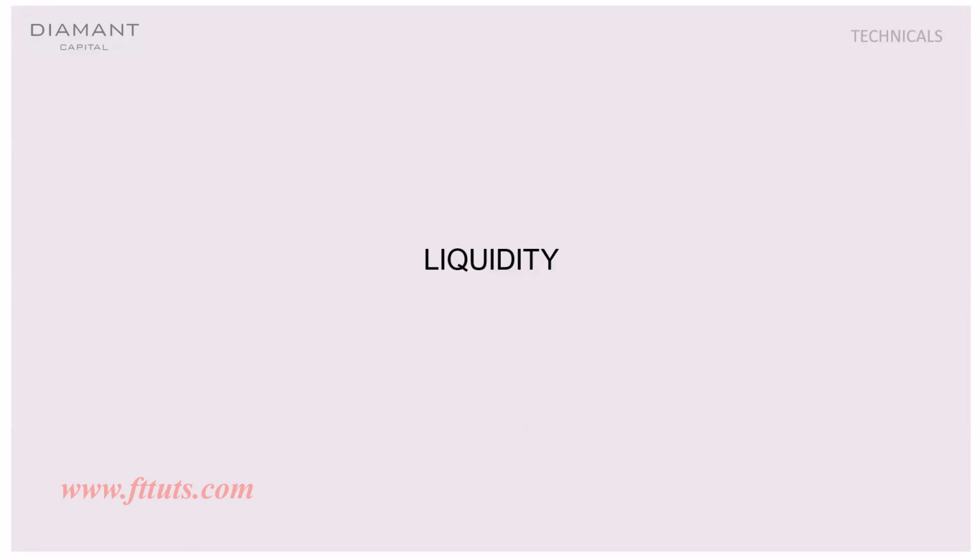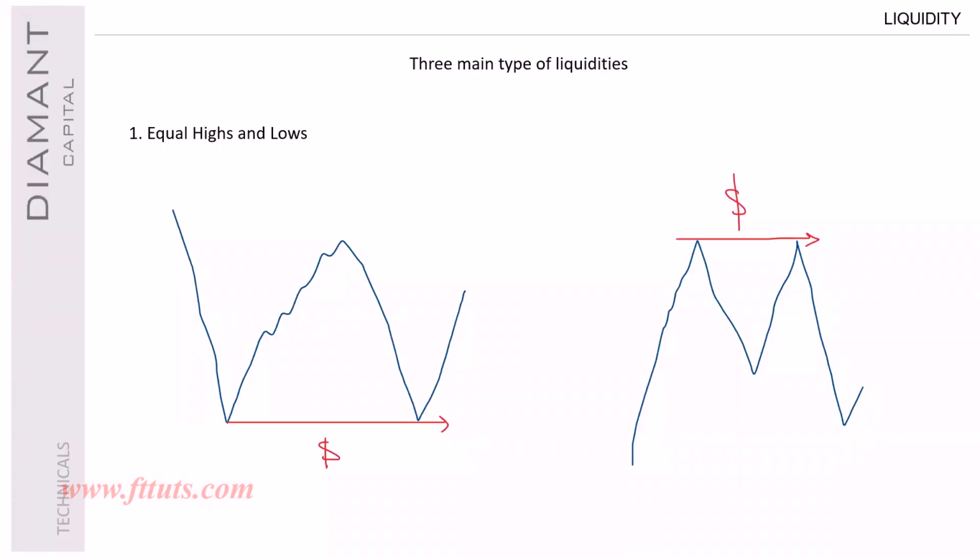So moving on from what we've just covered, we're going to be getting into liquidity. And this is one of the most important core lessons that you're going to learn, especially when it comes to technical work. So there are three main types of liquidity that I look at. The first type is equal highs and equal lows.